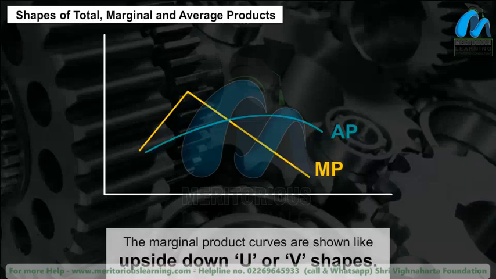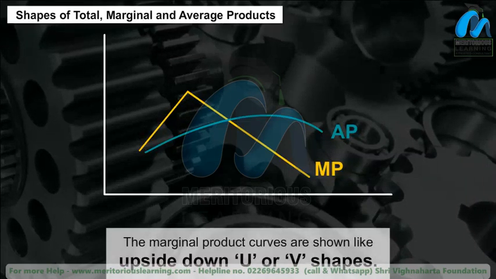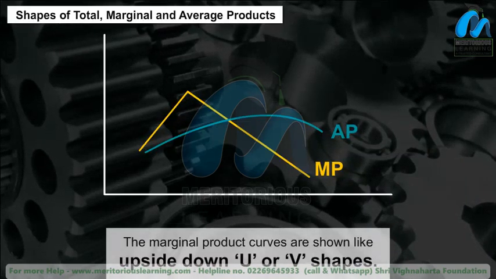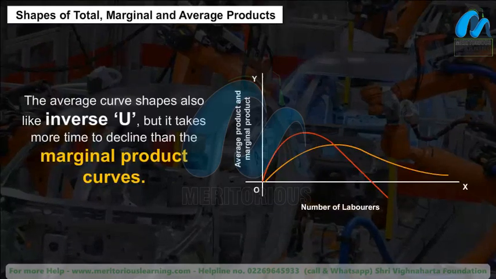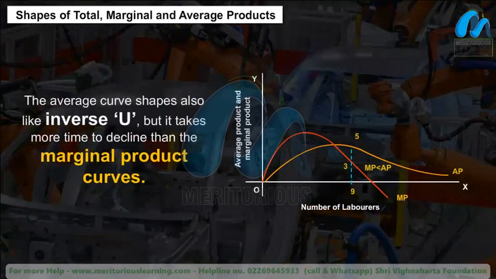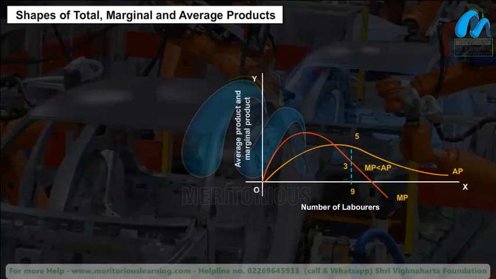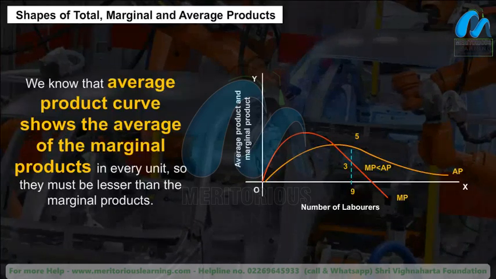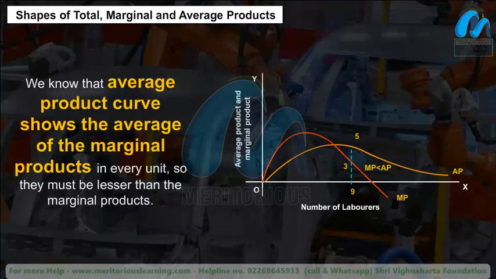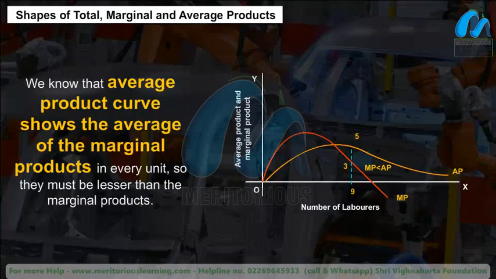The marginal product curves are shown like upside down U or V shapes. The average curve is also shaped like an inverse U, but it takes more time to decline than the marginal product curve. We know that the average product curve shows the average of the marginal products in every unit, so they must be lesser than the marginal products.